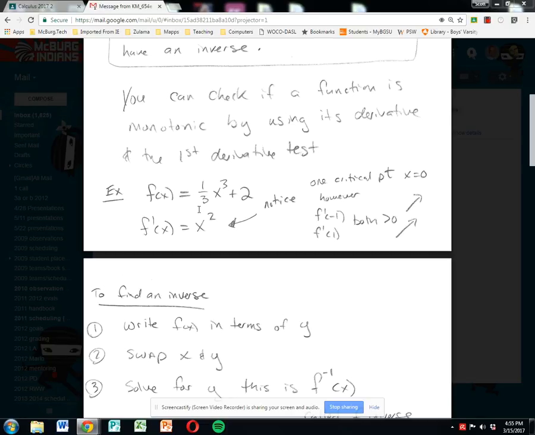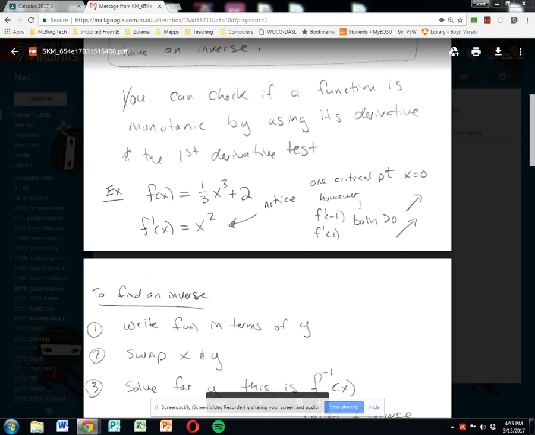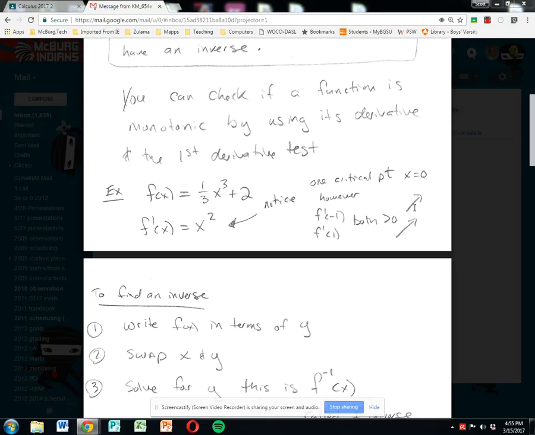So if we had a function f of x equals 1/3 x cubed plus 2, notice that the derivative is just x squared. Well, there is one critical point at x equals 0. However, on both sides of that, f prime of negative 1 is greater than 0, and f prime of 1 is greater than 0.